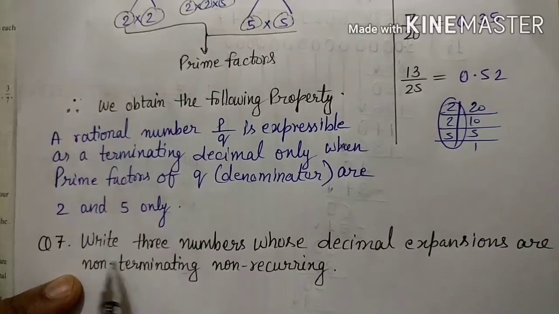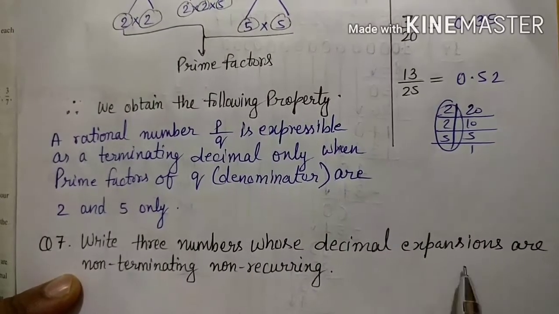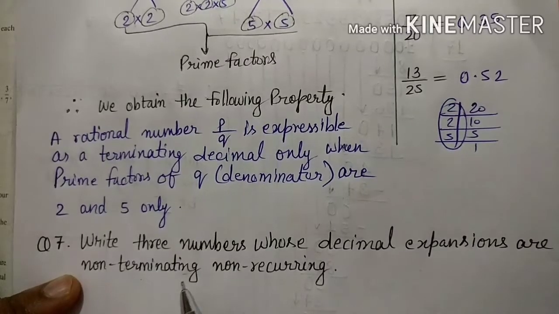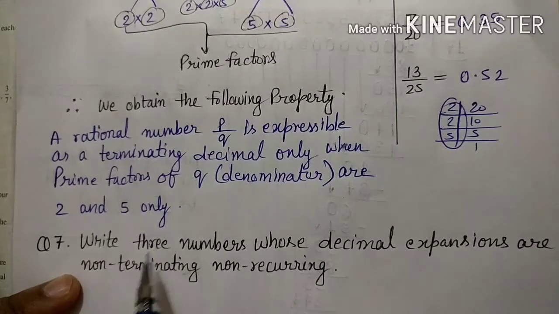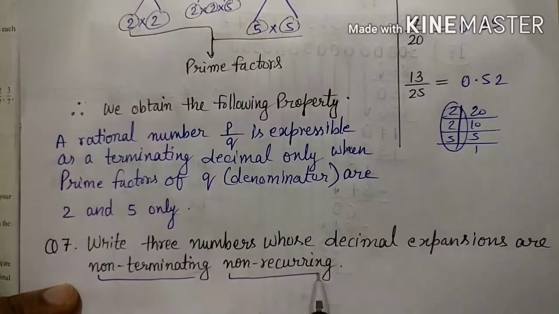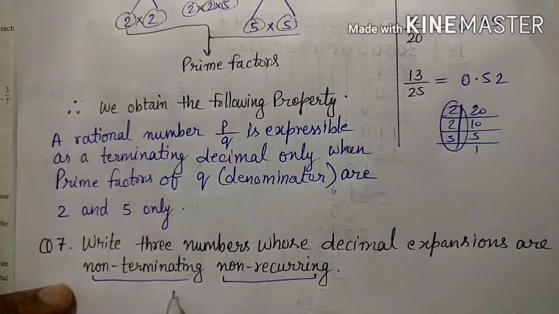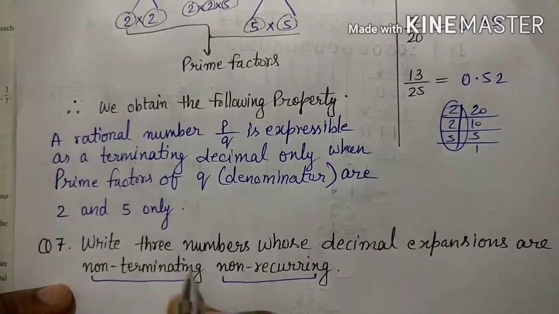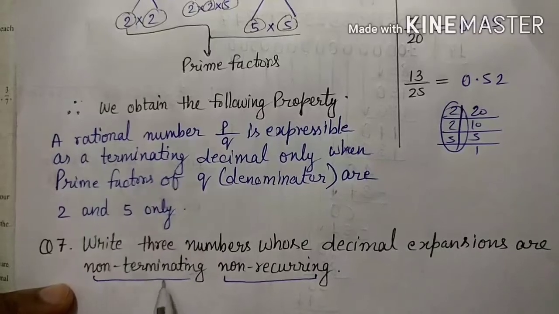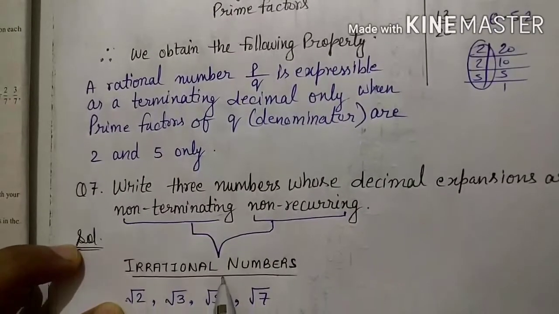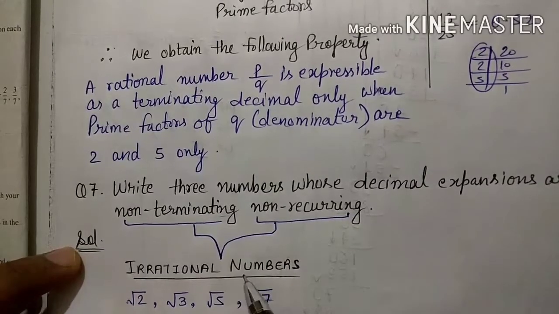Just read it here. Write 3 numbers whose decimal expansions are non-terminating and non-repeating. Now we write examples of decimal expansions which are non-terminating and non-recurring. You have learned about rational numbers and also about irrational numbers. So non-terminating and non-recurring numbers are called irrational numbers. So examples of irrational numbers are what?